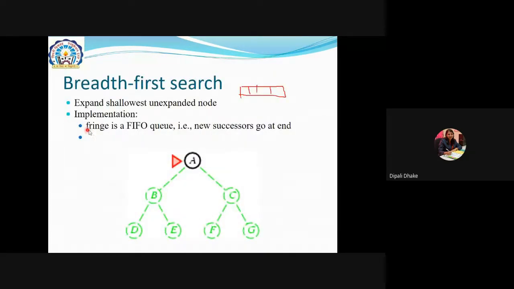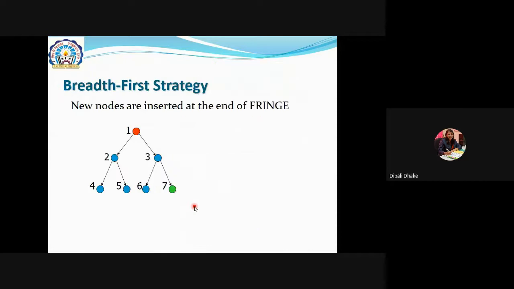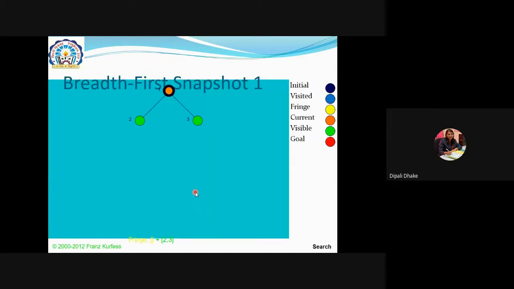See, the fringe is a FIFO. First in, first out. That's why I used FIFO here: fringe 2, 3. Then first in, first out. Then 2, after 3, it moves towards the 4, 5. Okay. 4, 5, 6, 7. In this way, you have to cover it.